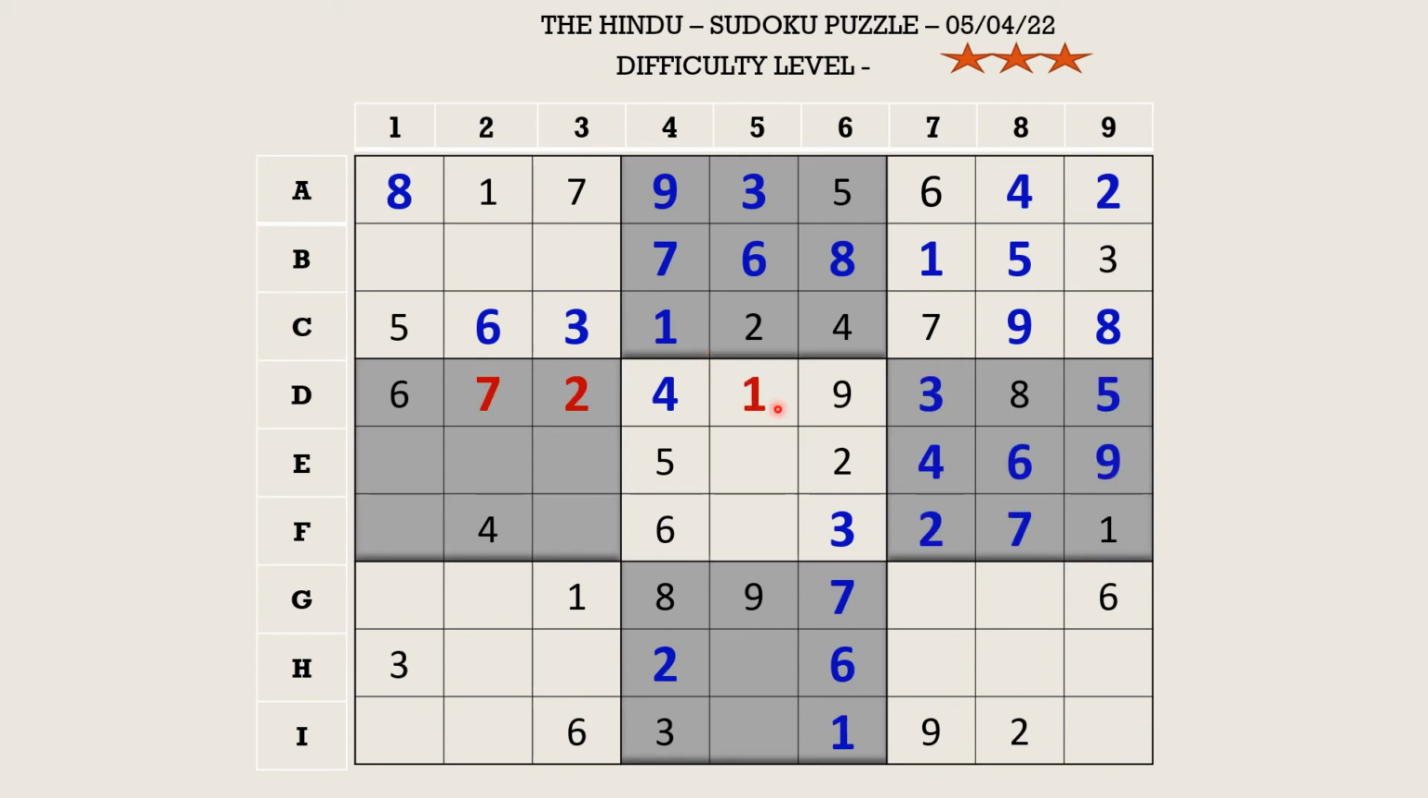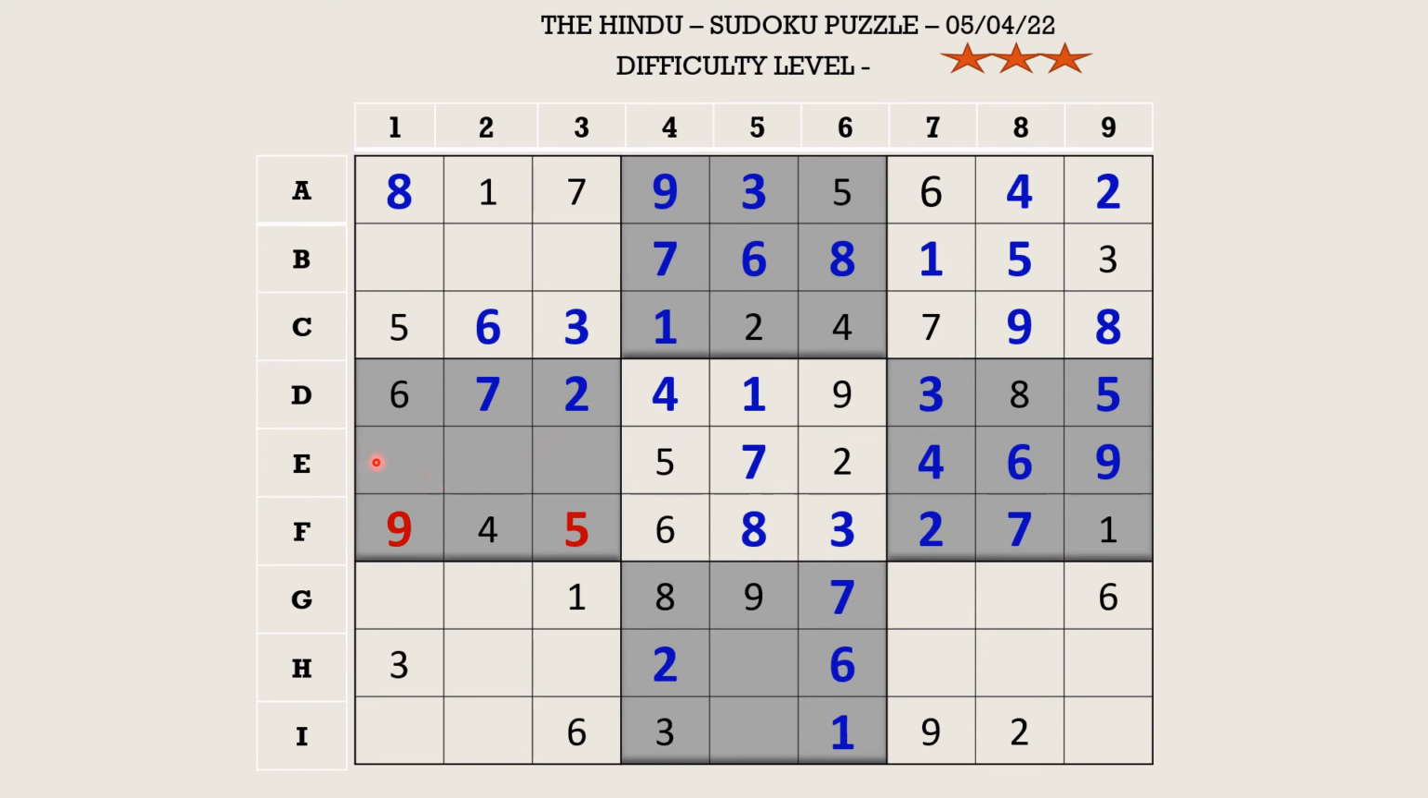In the central block, there is only 2 empty cells and the missing numbers are 7 and 8. There is a 7 here in F row, so E5 takes 7 and F5 takes 8. In F row, there are only 2 missing numbers, that is 5 and 9. There is a 5 here in column 1, so F1 takes 9 and F3 takes 5.